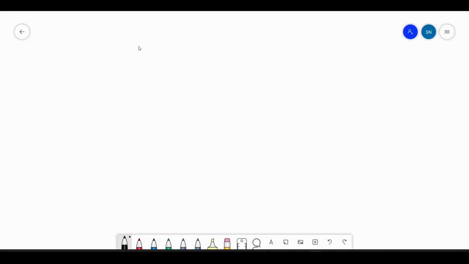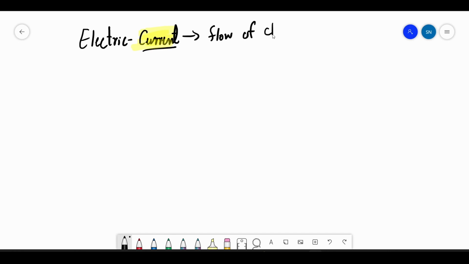We'll now be discussing a very important topic, that is the current. What did I tell you about current? It's an organized flow. So in this chapter, whenever we say current, we would mean electric current. So it's an organized flow of charges. Organized flow of charges.